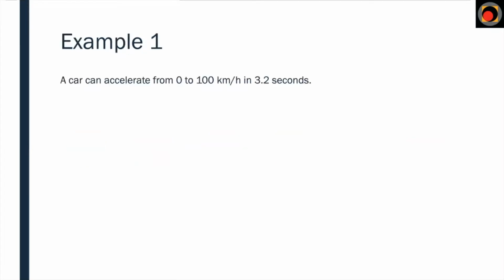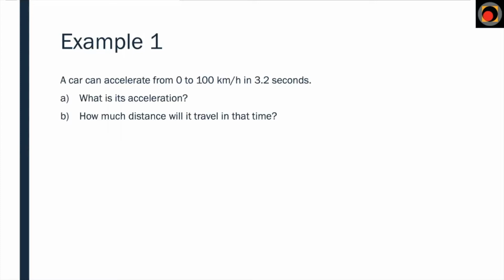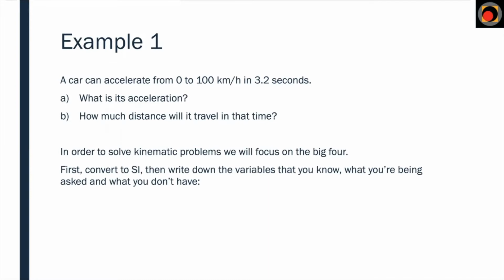Example one, let's do one. A car can accelerate from 0 to 100 kilometers per hour in 3.2 seconds. What is its acceleration and how much distance will it travel in that time? Okay, so we have to focus on the Big Four because we're talking about kinematics, and kinematics is always with a Big Four. And the very first step, the zeroth step, should be to convert from kilometers per hour to meters per second.